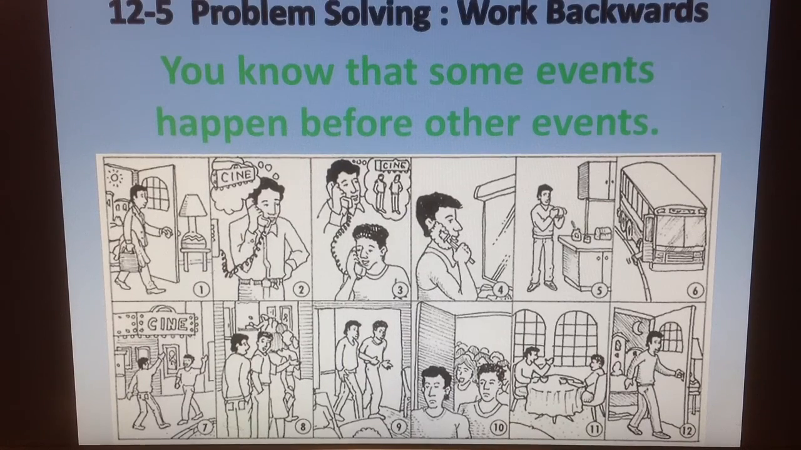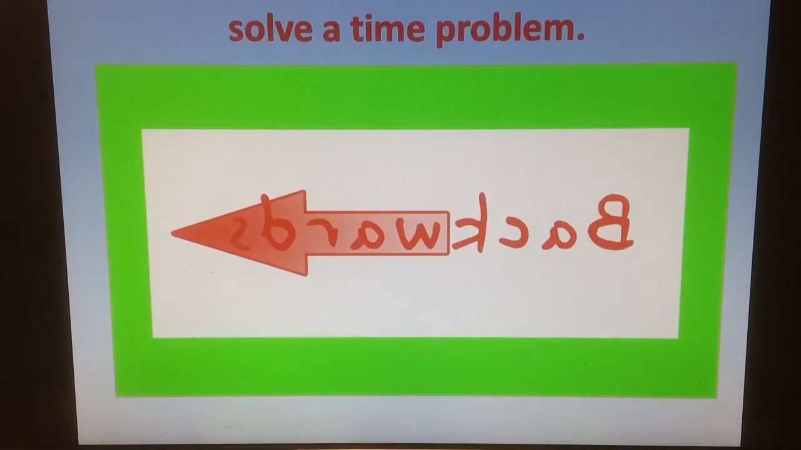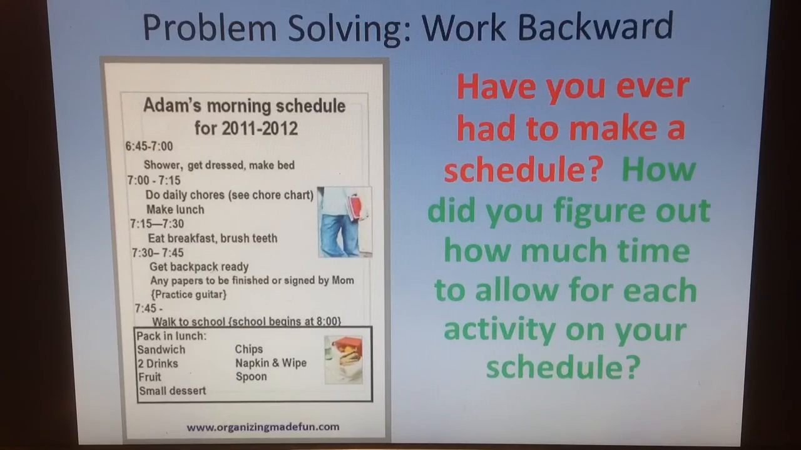You know that some events happen before other events. I put a little story in there that shows a guy going through his routine of coming home and then going out to the movies and then going out for coffee afterwards and going home. And it's just to show that things happen in an order. So today you'll work backwards to solve a time problem. Start at the end and work backwards.